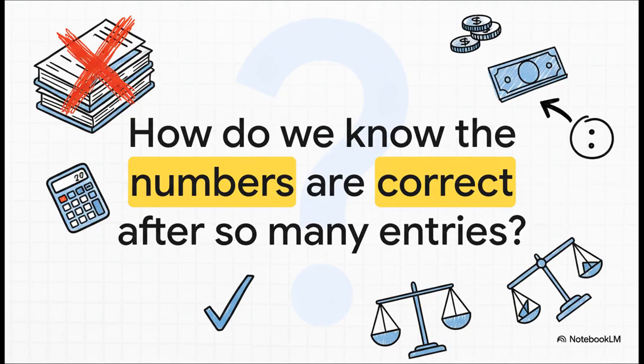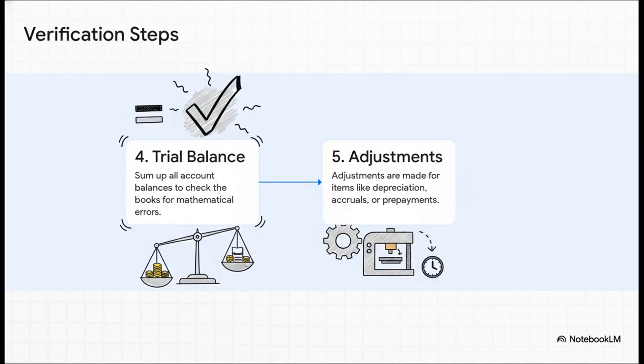I mean, after recording hundreds, maybe thousands of individual transactions, human error is almost inevitable. A misplaced decimal point here, a forgotten entry there. How can we be sure that the books are mathematically sound before we start using them to make critical business decisions? Well, the cycle has a 2-part answer. Step 4 is preparing what's called a trial balance.